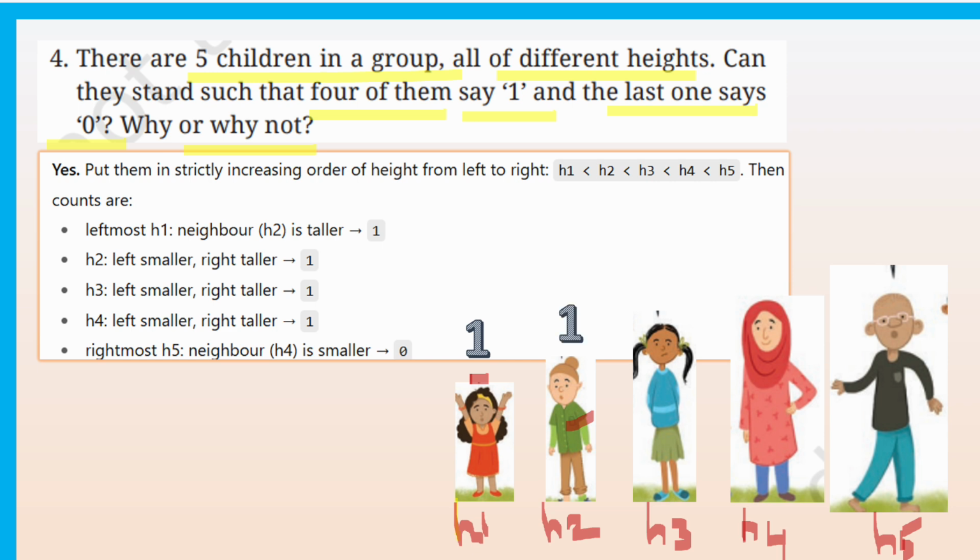So he will say 1. Then next child, she has 2 neighbors. One is taller than her. So she will say 1.